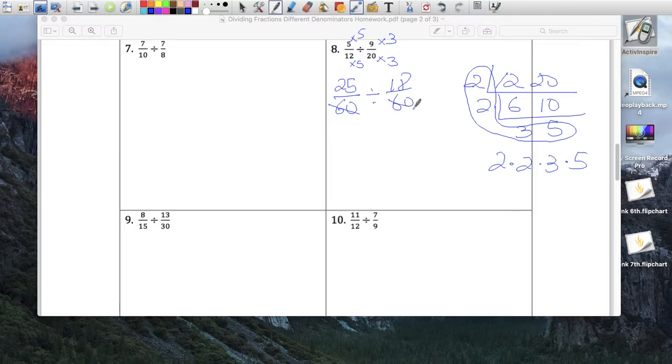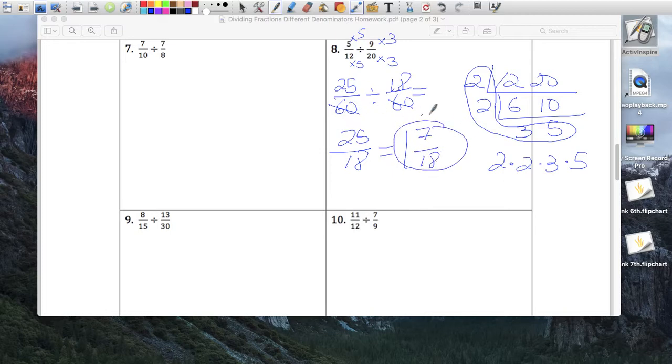Well, they're in common, right? So I can do this. Let's write that as a fraction. I get 25 over 18. It's an improper fraction. I can change that to a mixed number. So 18 goes into 25 one time, 7 left over 18. That's my final answer.